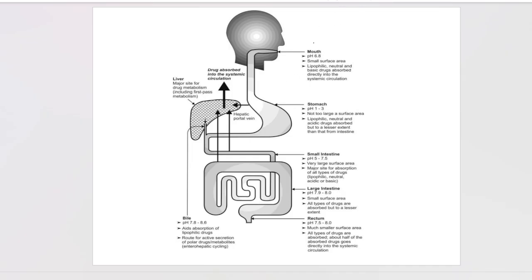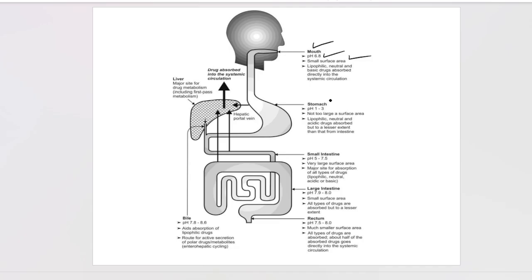This is the mouth. So GIT starts from the mouth. pH is 6.8, and the surface area is small, because the mouth has got a smooth surface. So lipid soluble, neutral, and basic drugs are basically absorbed from the mouth into the blood. The mouth has got pH 6.8, which is very close to neutral. That's why we say that lipid soluble and basic drugs are absorbed.